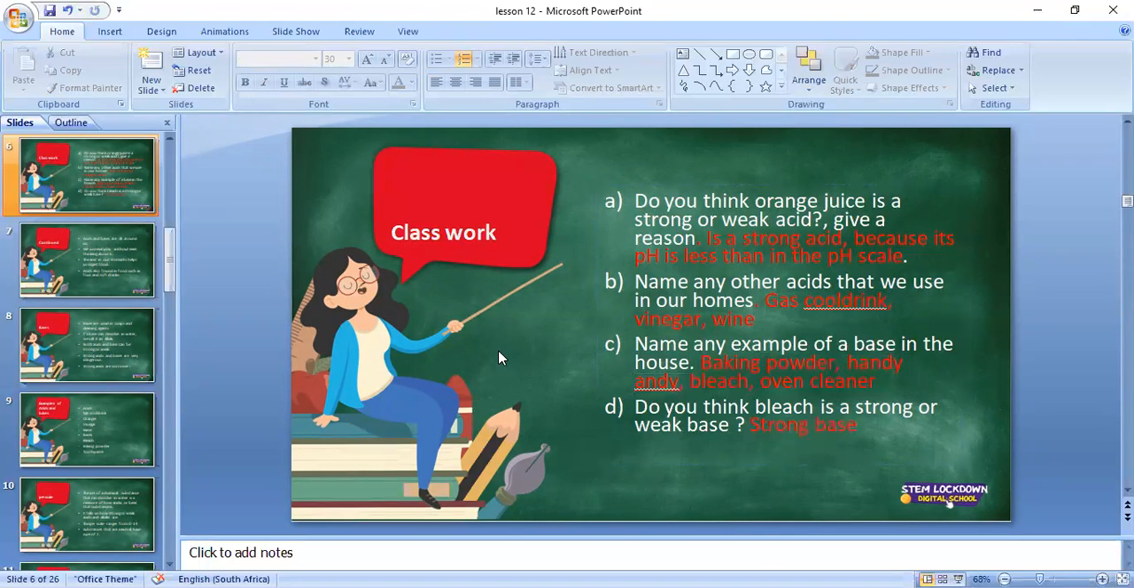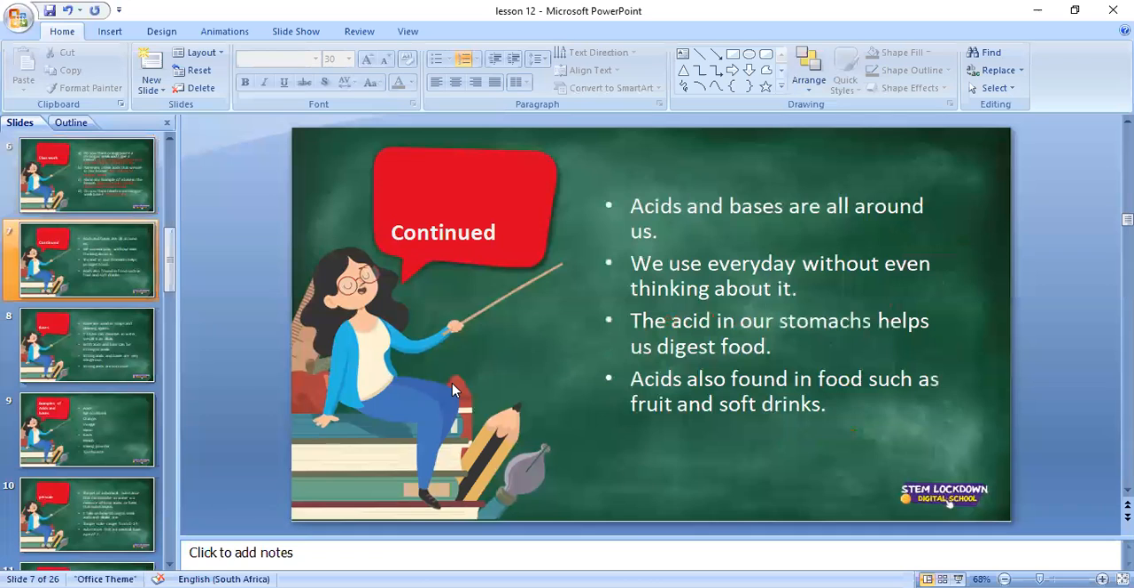But now we're going to more reactions of acids and bases so that you can see. Acids and bases are all around us, as I've just explained to you. If you go to your kitchen, you'll find baking powder or vinegar, and we've already talked about vinegar being an acid and baking powder being a base. We use them every day without thinking about it.